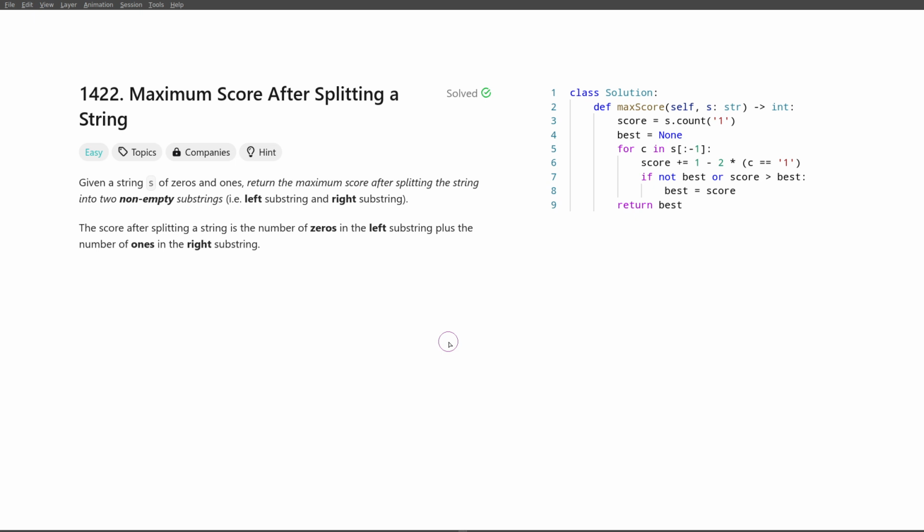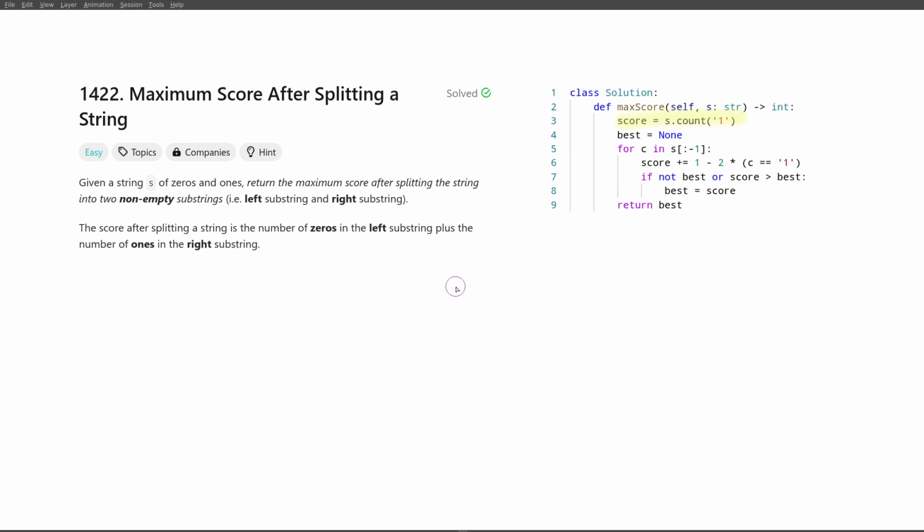However, what's even simpler is to notice that at the beginning we can imagine that we have an empty left substring and everything is a right substring. While this is an illegal split because we have to have two non-empty substrings, if that split were legal, then our score would be the number of ones in the right substring. So just the number of ones in the whole string. And now whenever we move the split point one element to the right, that moves a single character from the right to the left substring.